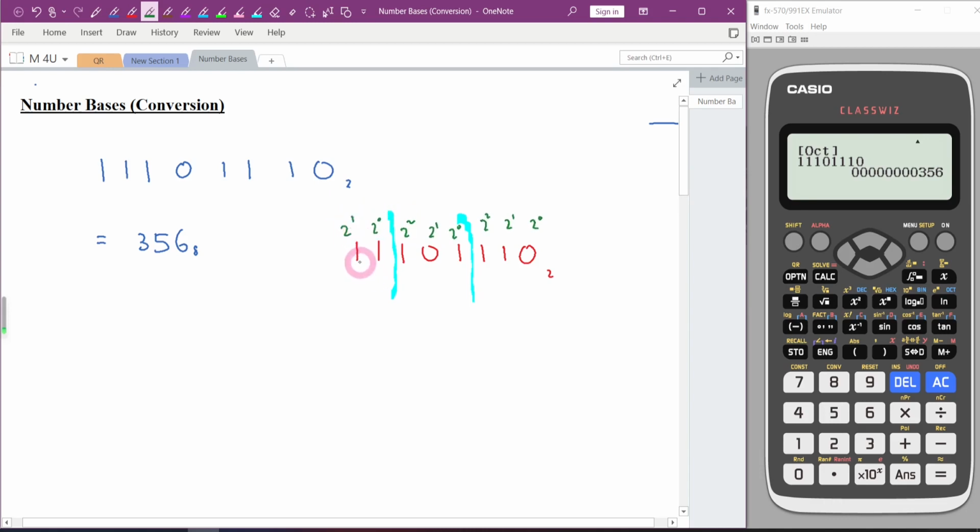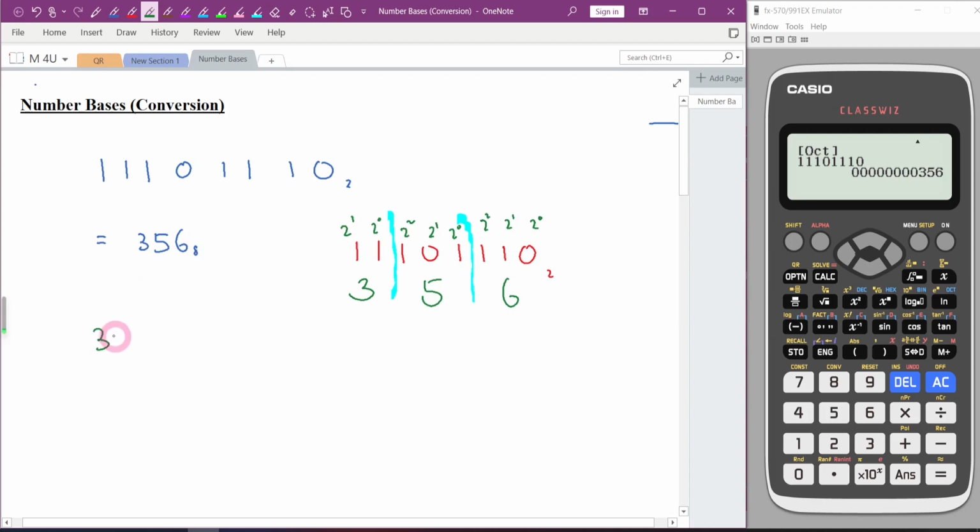Okay. So 1 times 2 power 1, which is equal to 2. 2 plus 1 is equal to 3. 1 times 2 power 2 is equal to 4. 4 plus 1 is equal to 5. This is 4 plus 2, which is equal to 6. Now, we got the answer directly. 3, 5, 6, base 8.